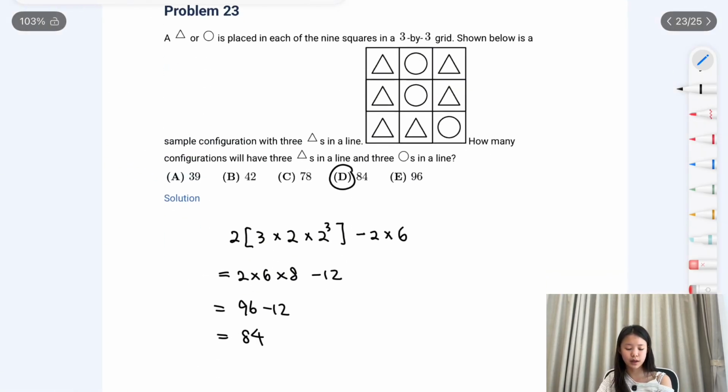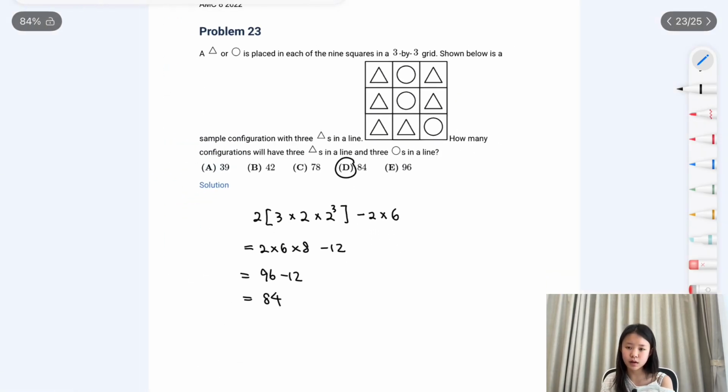So actually this is a counting problem, but there's a lot of ways in which you could count this out. So there could be other ways that you think about it, but this is just one possible way.